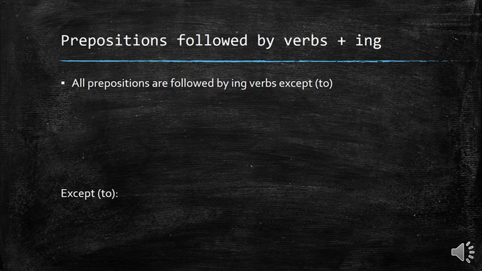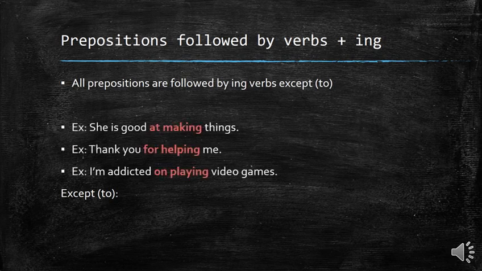So if you take examples for that, she is good at making things. At making, not she is good at make things. Thank you for helping me, not thank you for help me. I'm addicted on playing video games, not I'm addicted on play video games. Notice that always after these prepositions, ing verbs should be mentioned, not base.